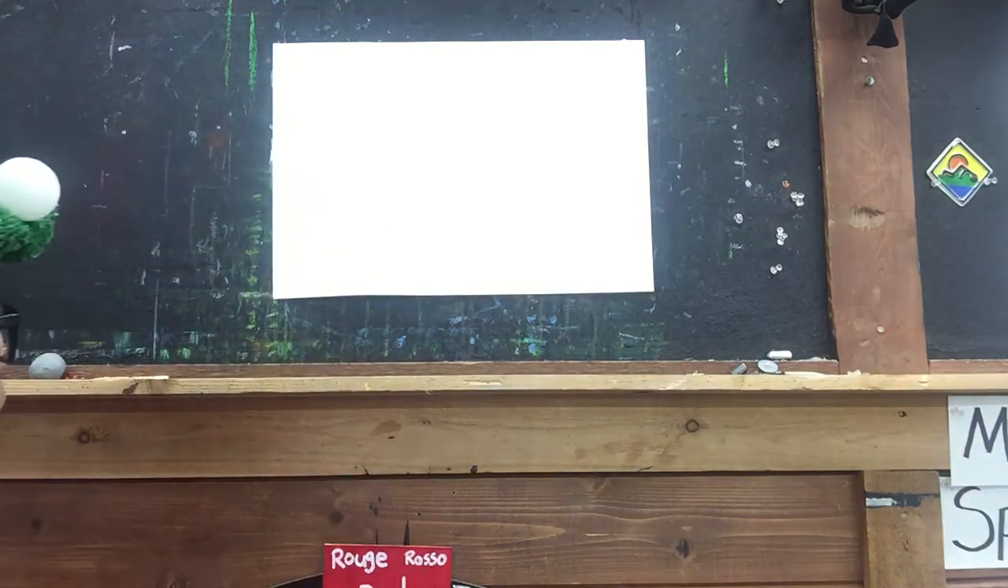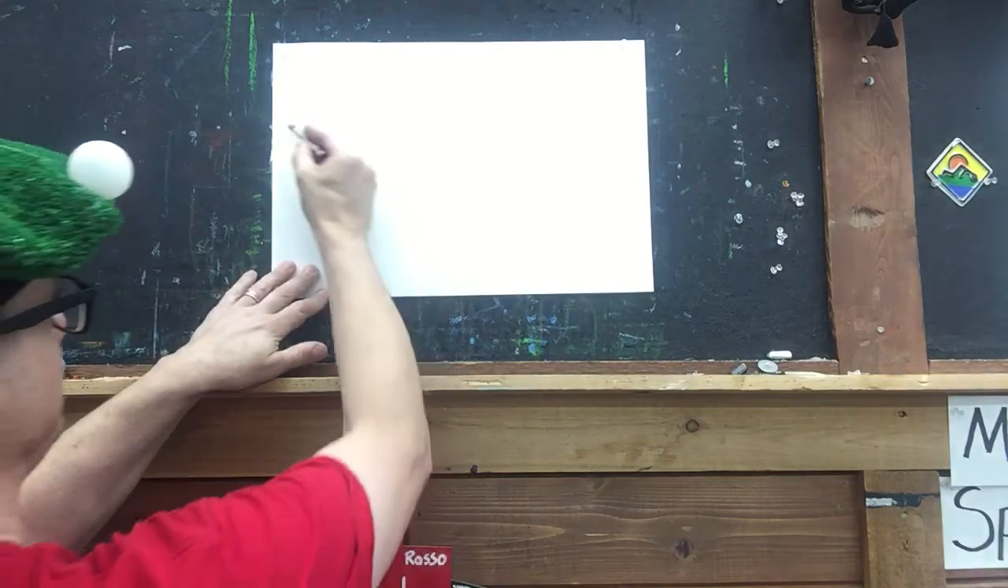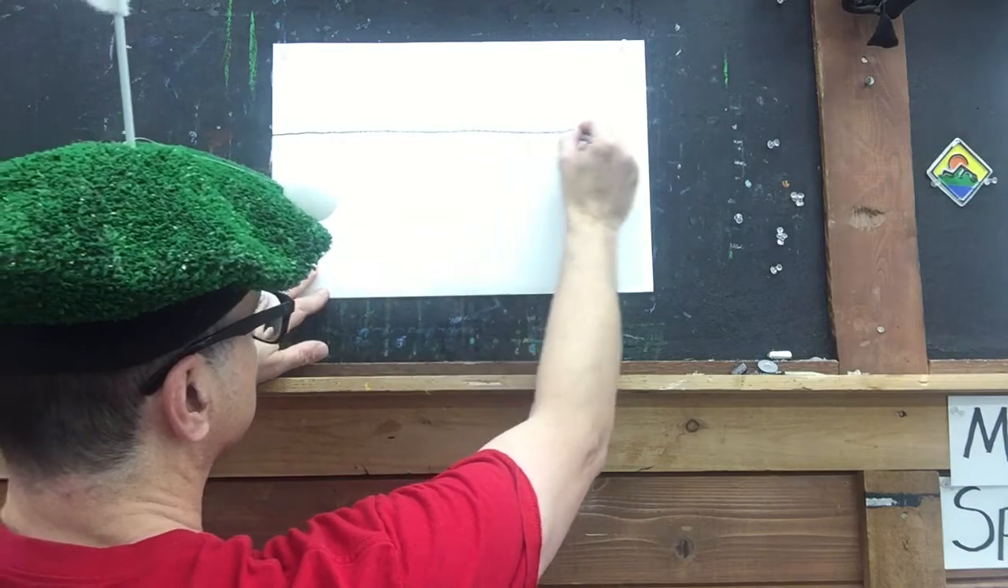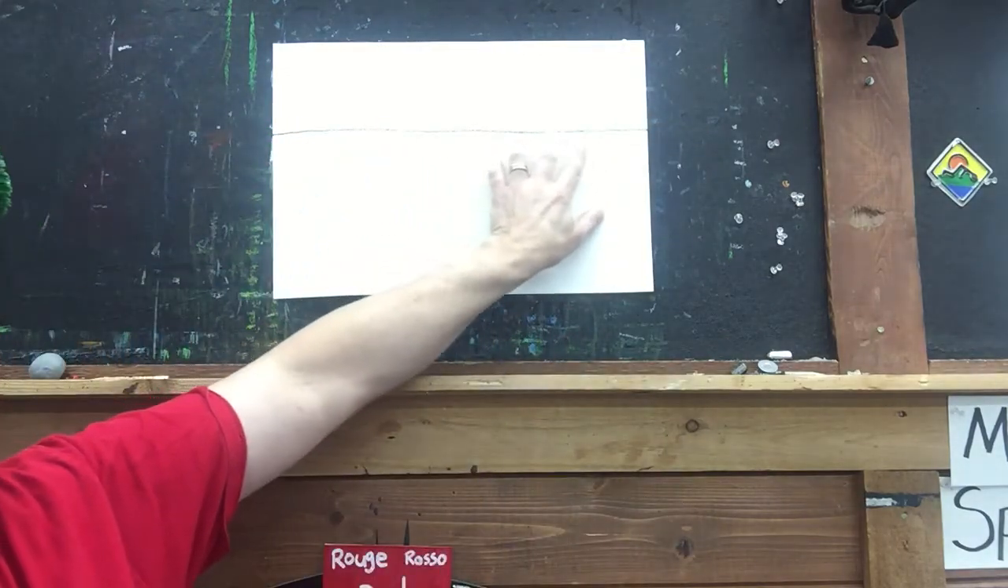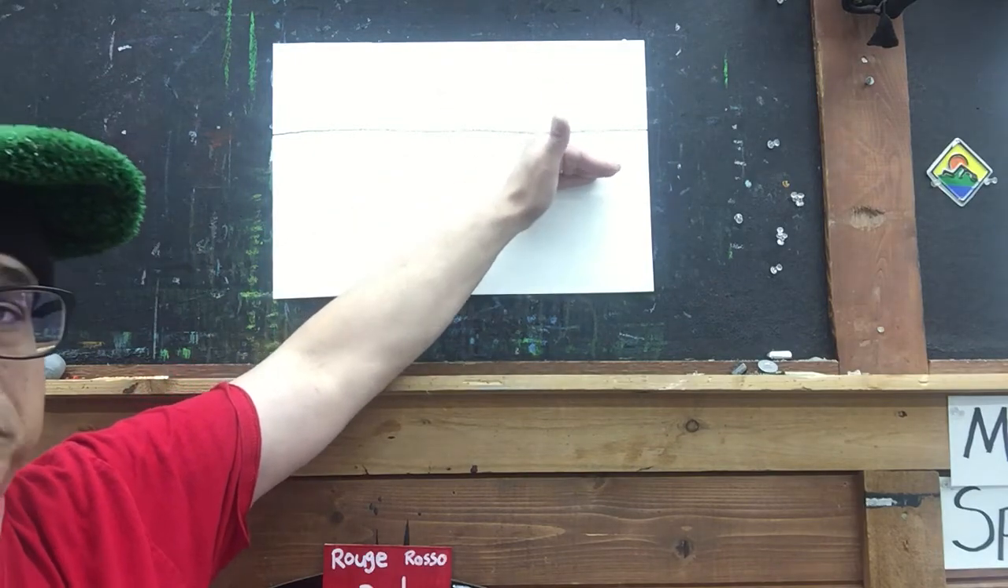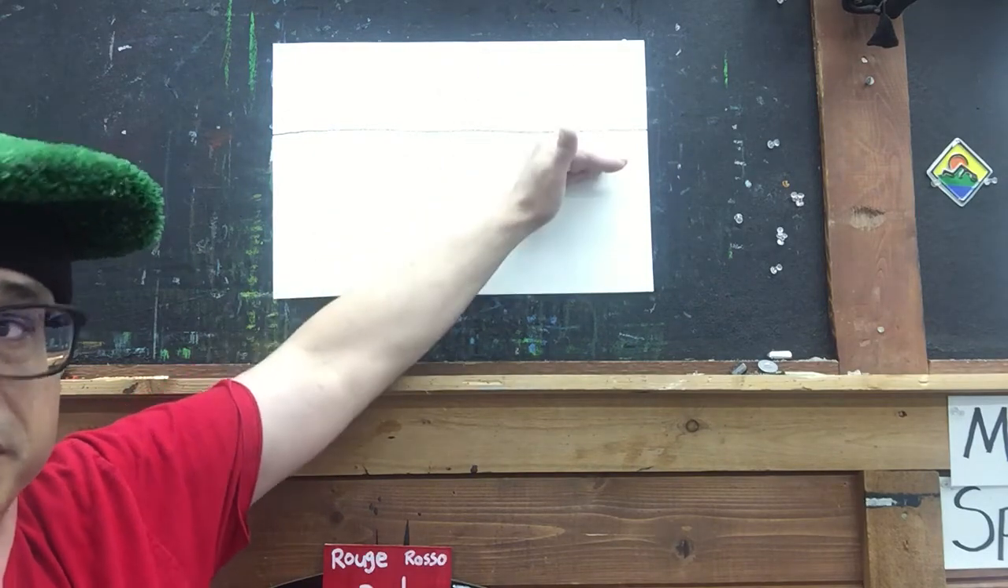Okay, so the first thing I'm going to do is put in a horizon line. If you remember, the horizon line is very important. That shows where the sky will touch the land, and make sure when you are coloring the sky that it does touch the land in a landscape.